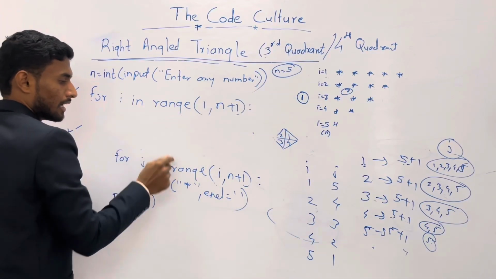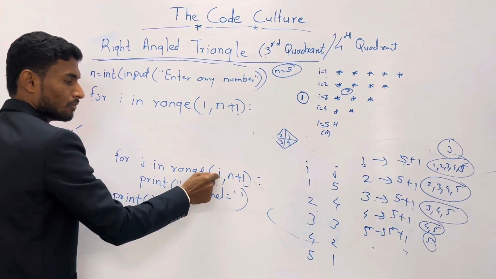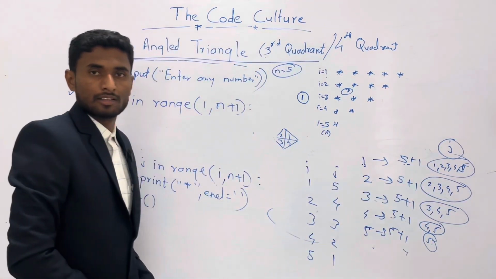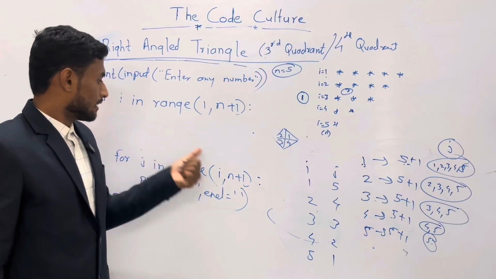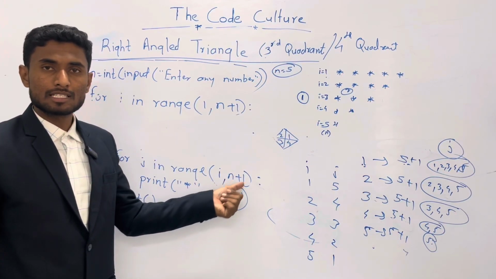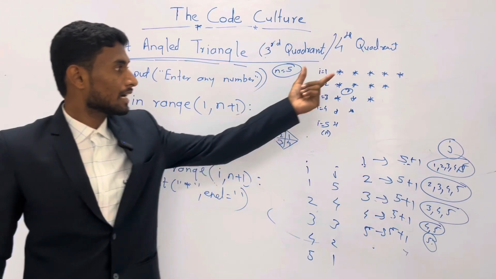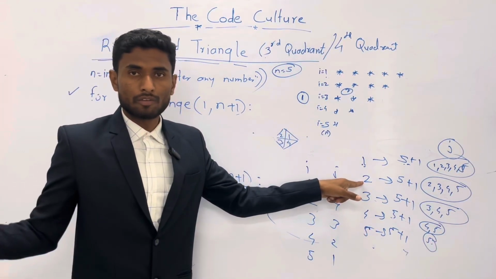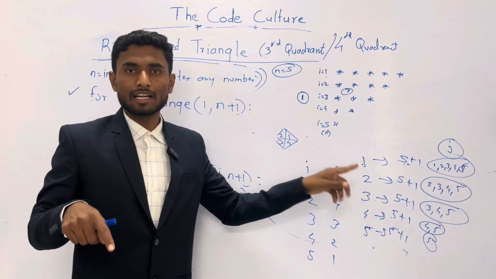For I value 1, I am starting from 1 and going up to n plus 1. So all these will get repeated. For I value 1, I am starting with 1 going up to 5 plus 1, this for loop will repeat 5 times. So we will get 5 stars. Next for I value 2, I am starting with 2, so ignoring 1, 2 to 5 will run 4 times.